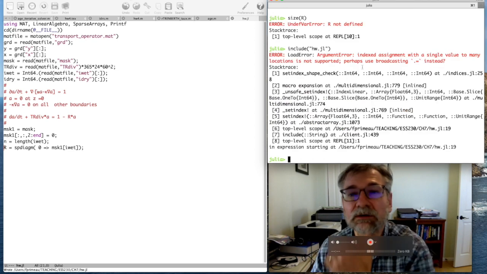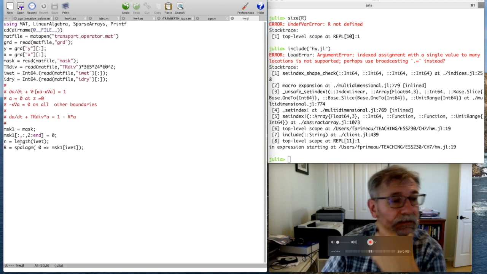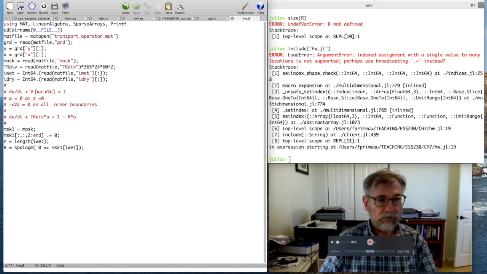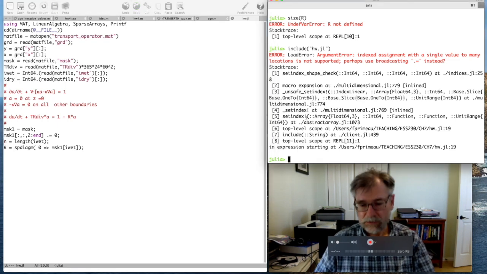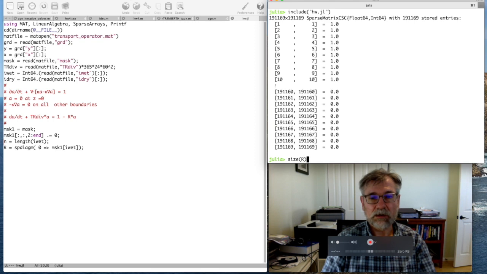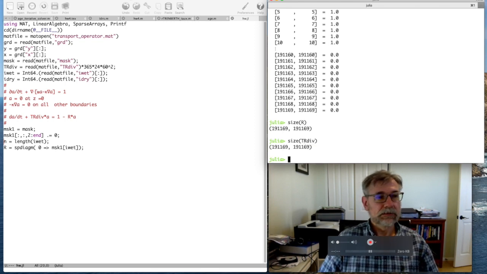All right, so I have an error. Over here, mask, where is that? Yes, so here in Julia, I want to vectorize this, so I want to do it for each and every element, so I need to put the dot. Okay, let's try it again. There we go, size of R, same thing as the size of trdiv. Perfect.